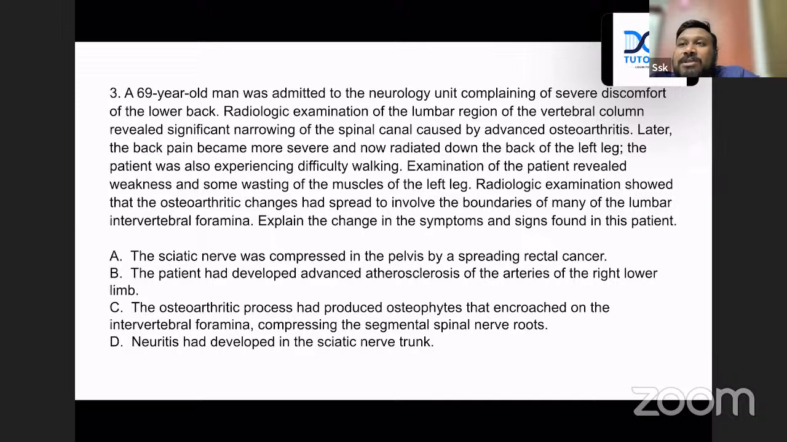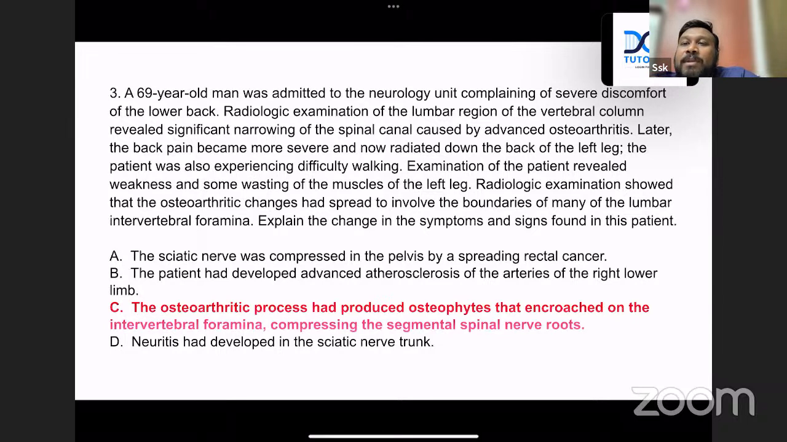So what happens in osteoarthritis is that it is going to cause something called as a bamboo spine. So that osteoarthritic process is going to produce osteophytes, which are going to encroach on the intervertebral foramina and compress the segmental spinal nerve roots and result in claudication pathology. So it is classically the lumbar canal stenosis that has been described. So what is explained here is the claudication pain, the radicular pain, and the wasting happening because of denervation, because of the compression of the nerve roots.